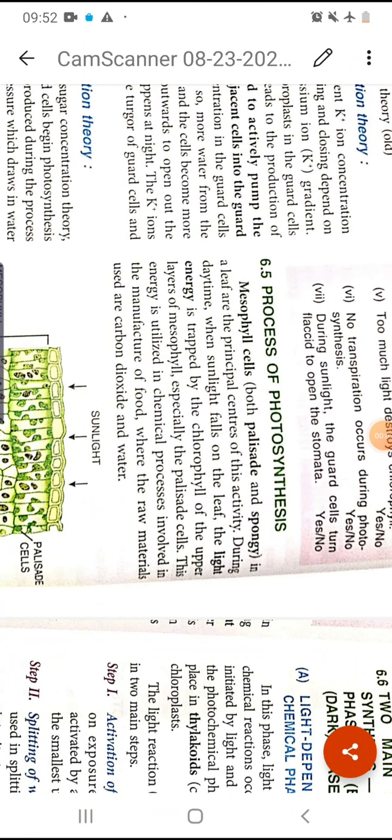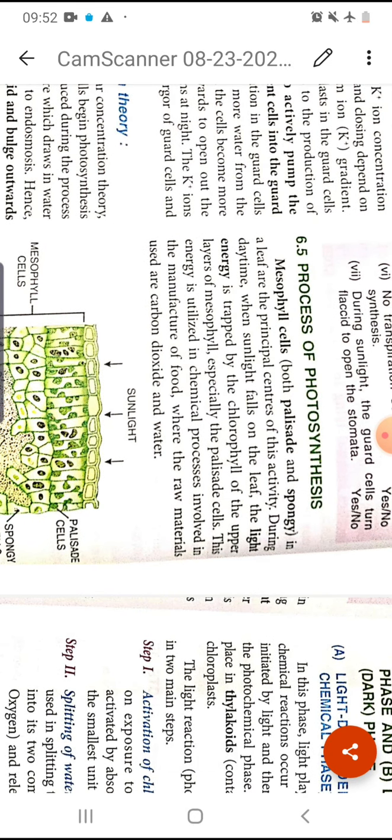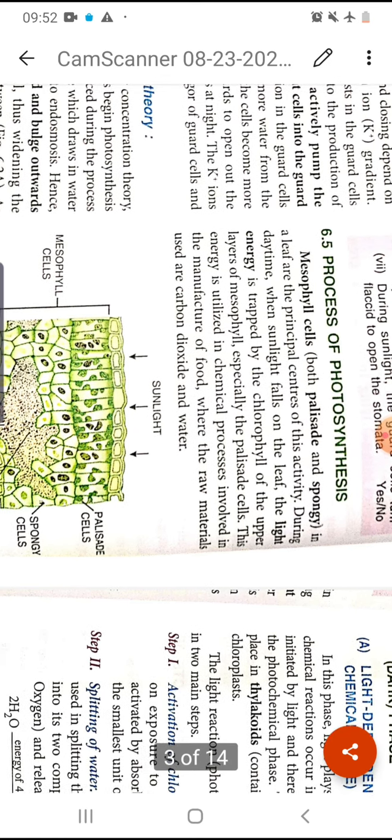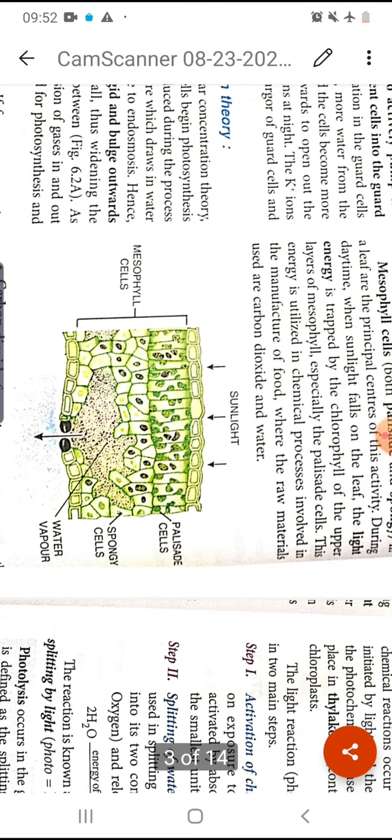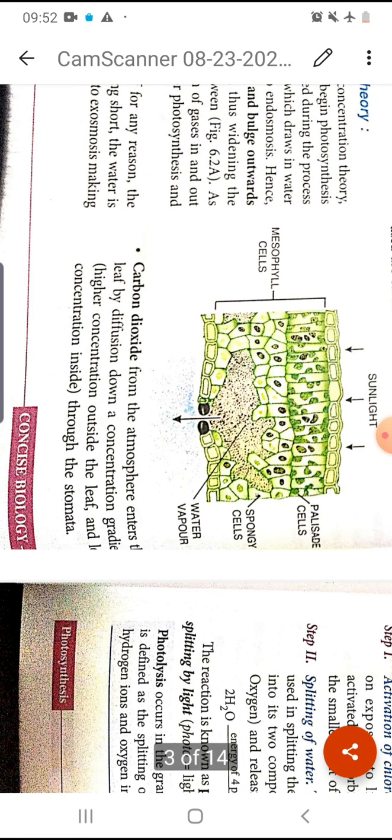So today we will start with the process of photosynthesis. You know that with the help of sunlight, chlorophyll and carbon dioxide, this photosynthesis process will occur inside the palisade, means inside the mesophyll cells, means palisade and spongy parenchyma. Okay, let's start. Carbon dioxide is the most important raw material for photosynthesis, which the plant receives from outside.